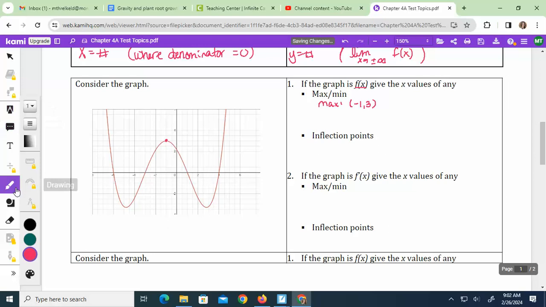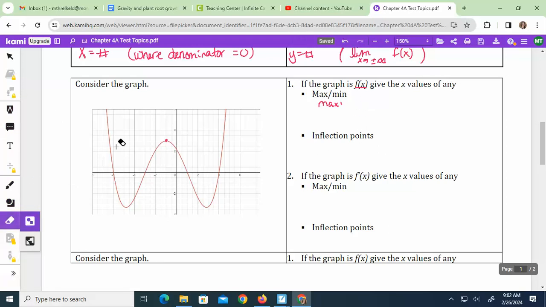And actually, you don't even have to give full ordered pairs because my question said give the x values of the max. So we could just say -1. If I asked for the full max, you give me the ordered pair.